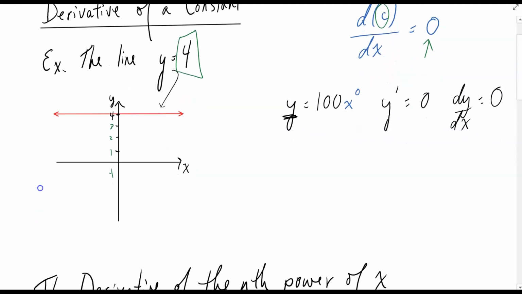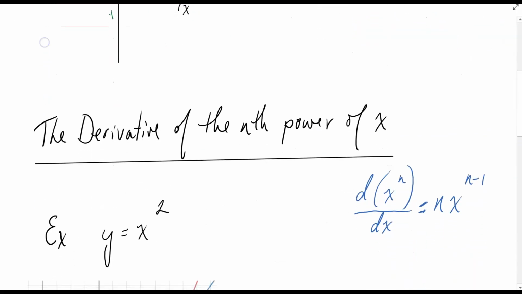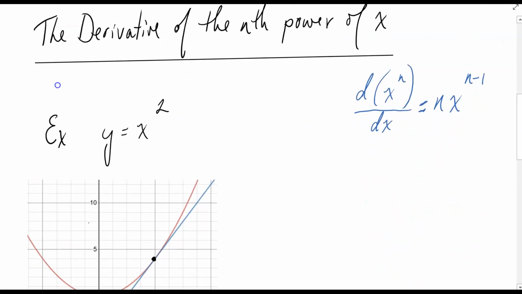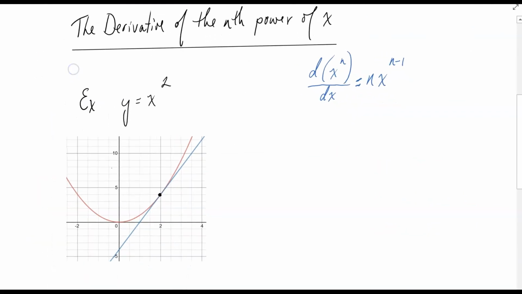Moving on to the derivative of the nth power of x. Let's see that one. So the derivative of the nth power of x, the formula tells us that if we have a term or a function that is x to the n, and that we're taking the derivative of that function with respect to the x variable, then we take the exponent and we multiply it by the coefficient, and we reduce the exponent by 1.